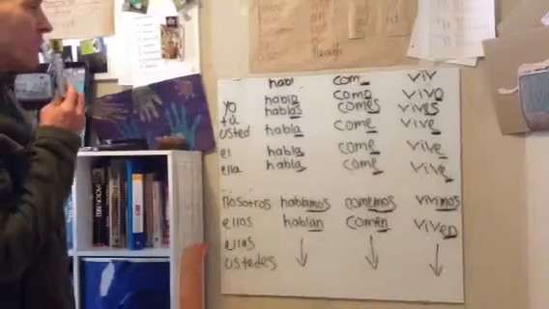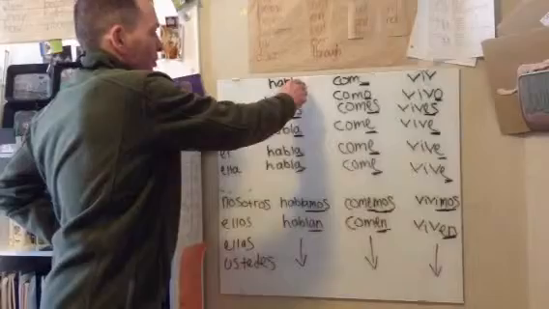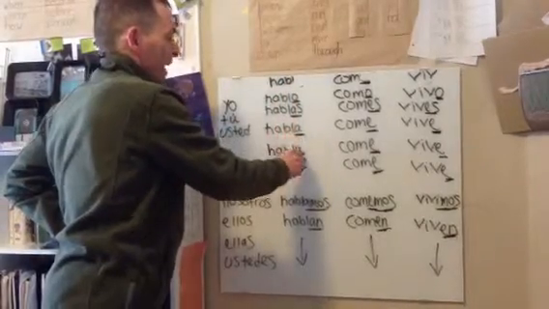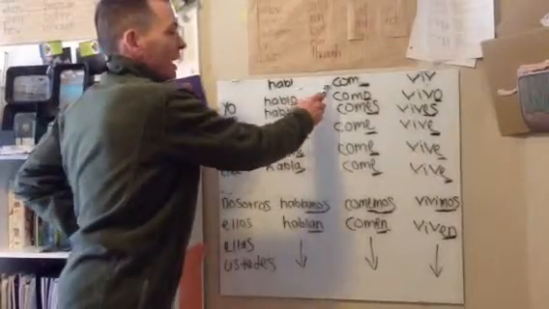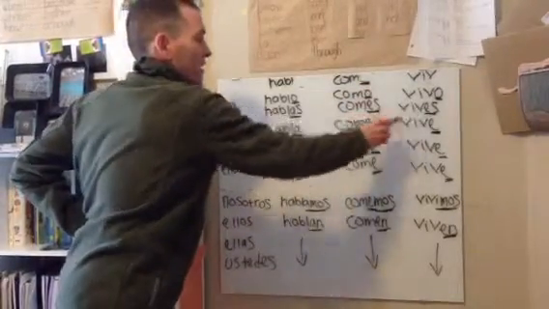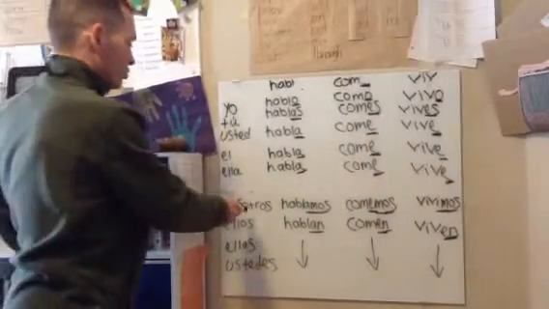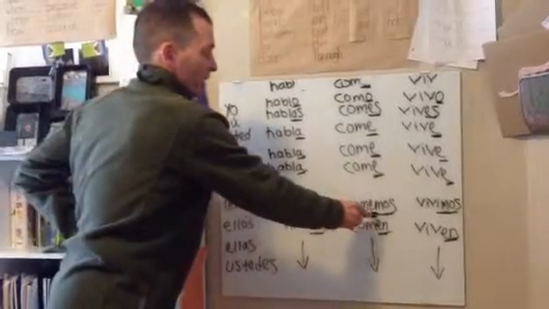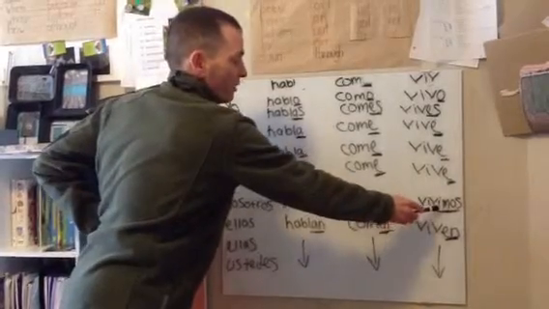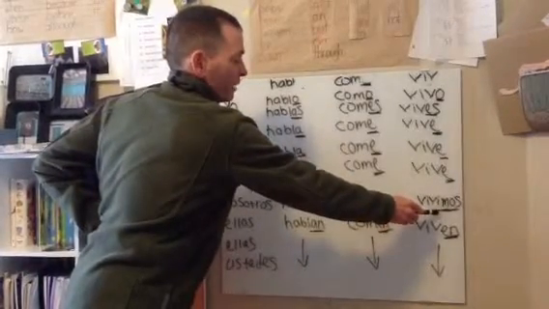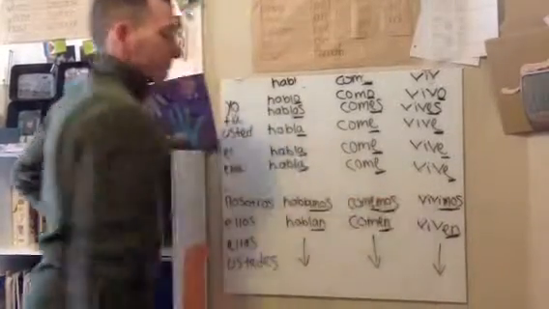So one thing that you might want to really think about is that the AR verbs feature an A quite a bit in the endings. The ER and the IR verbs feature E in the different endings, except for nosotros, where the ER verbs feature the E in emos, and the IR verbs feature an I for imos. Comemos and vivimos. Okay.